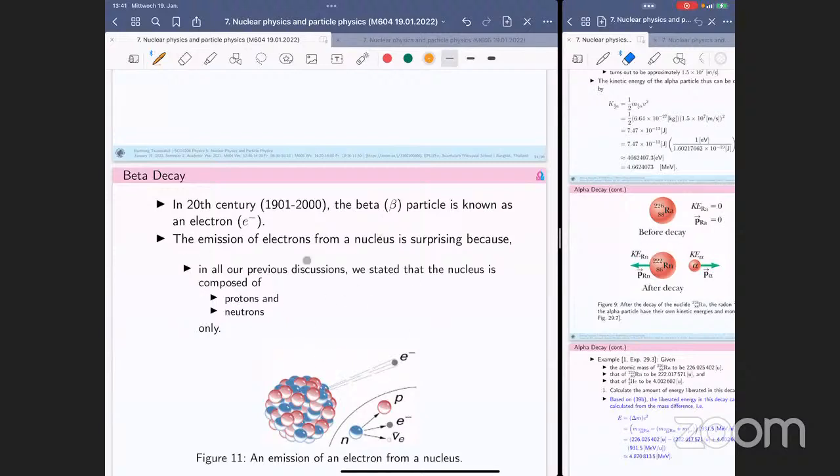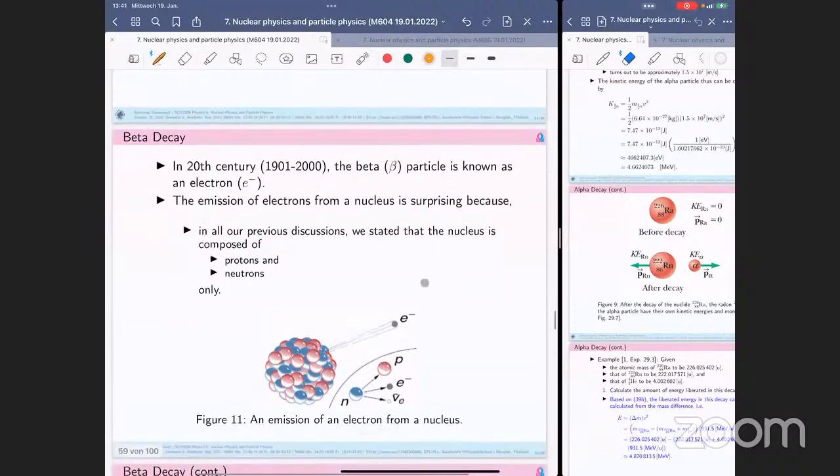The emission of an electron from the nucleus is surprising because in our previous discussion, we saw that the nucleus is composed of protons and neutrons, right? But it's not the case. Once the technology advanced, the physicists or scientists discovered something new.